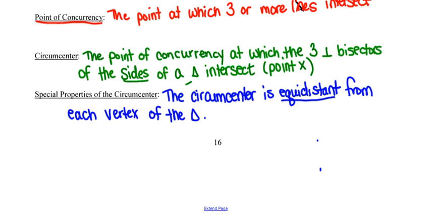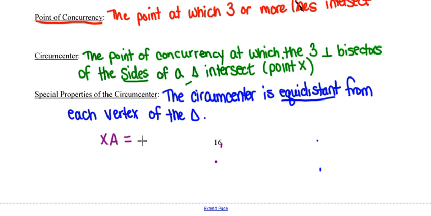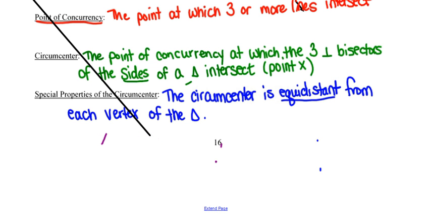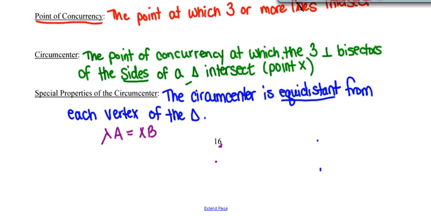And again, I'm going to note this down here at the bottom of the page. Circumcenter X to vertex A is the same as circumcenter X to vertex B, which is the same as the distance from circumcenter X to vertex C.